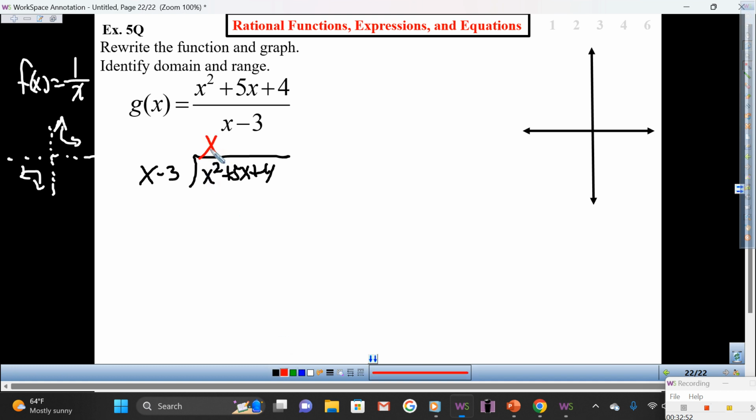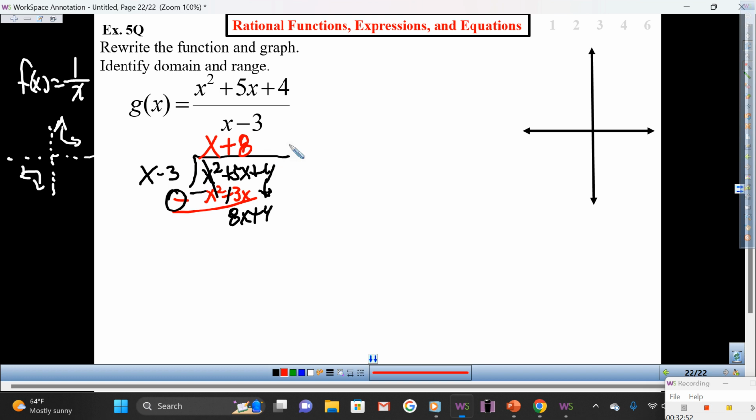We start with x. x times x is x squared. x times negative 3 is negative 3x. Subtract. Distribute this here and here, so we end up with 8x. Bring down the next term, which is 4. That usually is the first mistake some of you do. Some of you wrote 2x. Be careful.